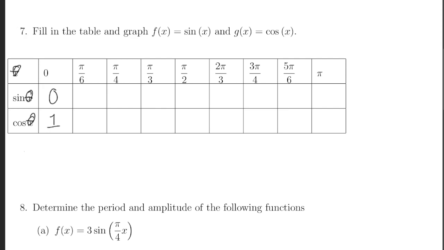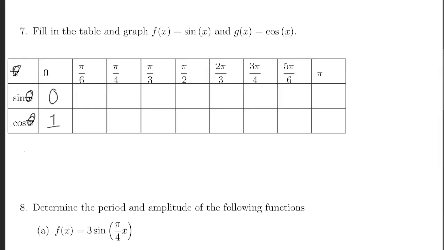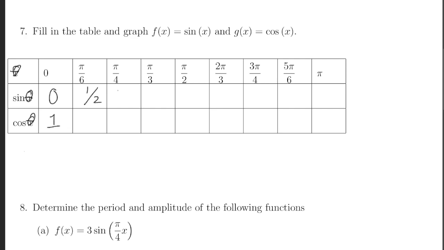Then at pi over 6, that's right here. That's the same as 30 degrees. So when our angle theta is 30 degrees, or pi over 6, then we have a sine value of 1/2, which I'll fill in here. We'll do the cosine in a moment. At pi over 4 radians, which is here, our y value is root 2 over 2, so our sine of pi over 4 is square root of 2 over 2.